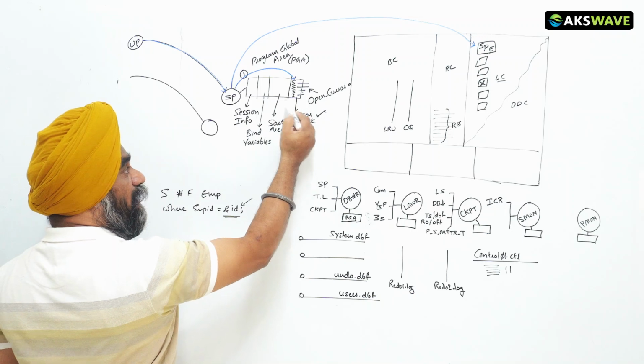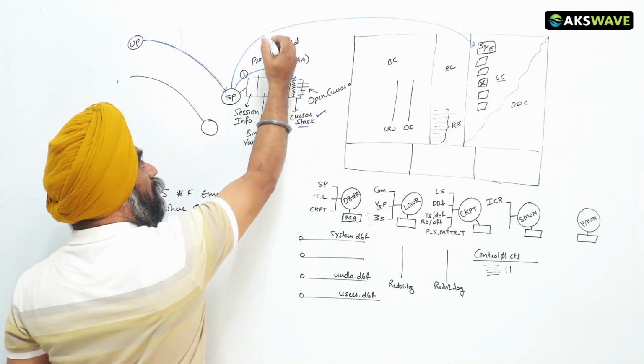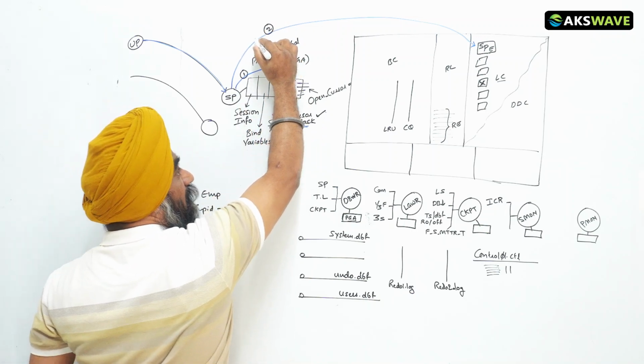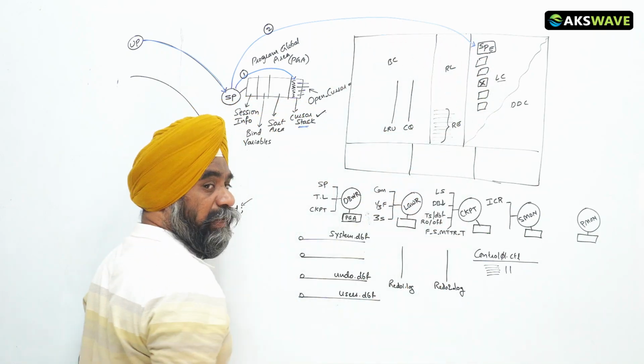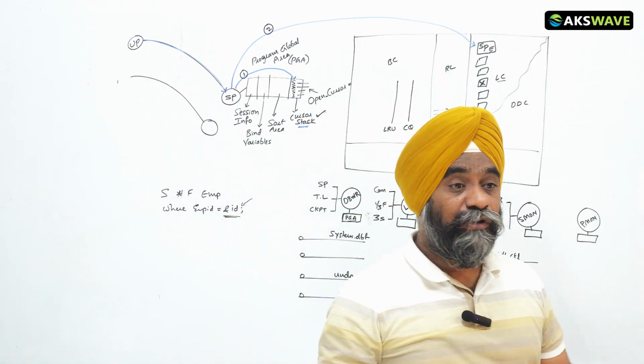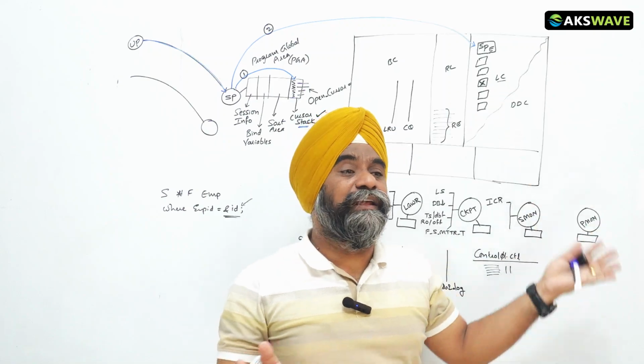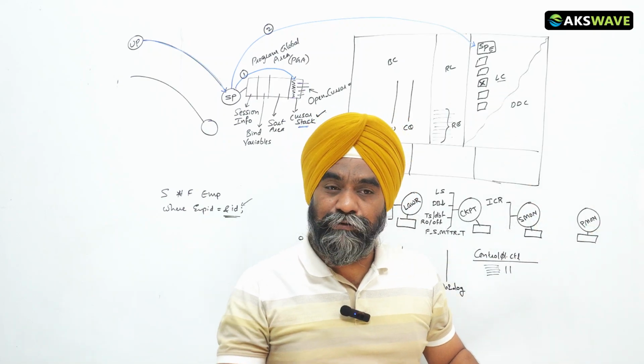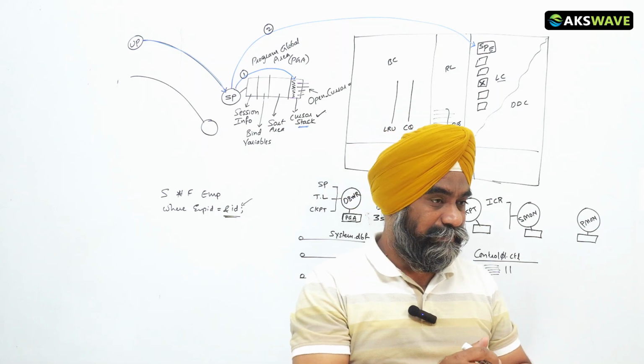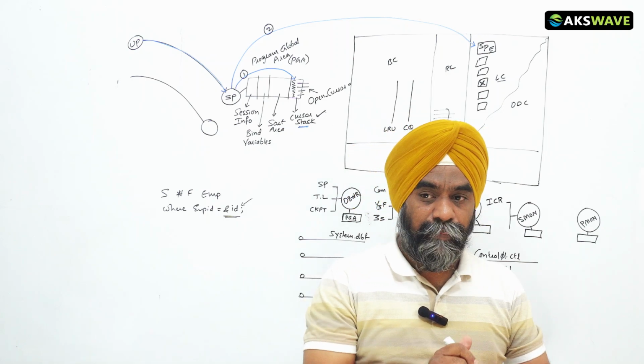If it is not there, then what will I do? Second check. Where is the second check happening? In the library cache. If you didn't find the statement in the library cache either, then it will go through a hard parse.